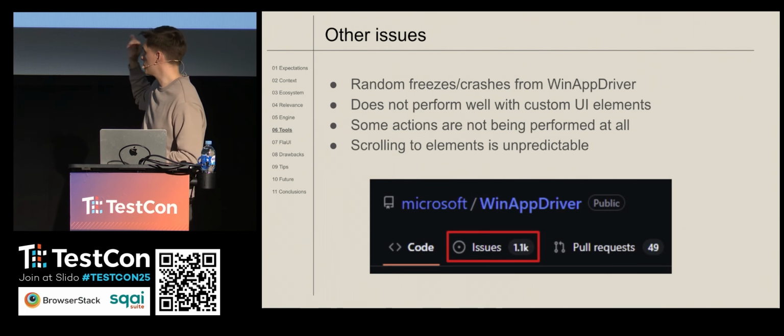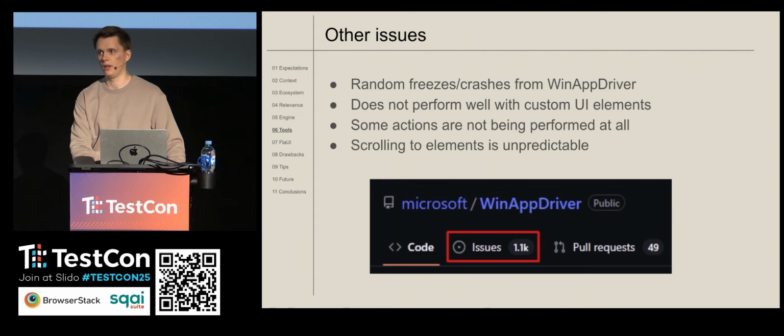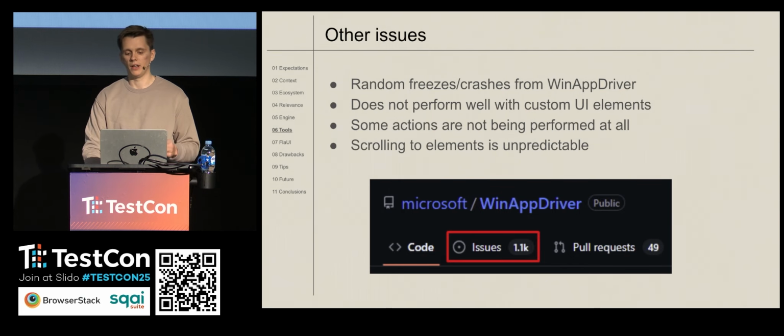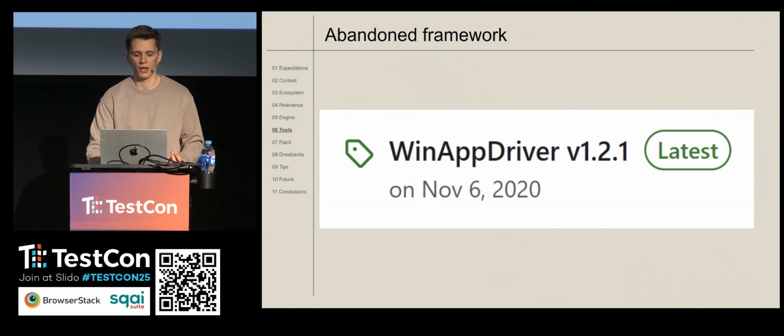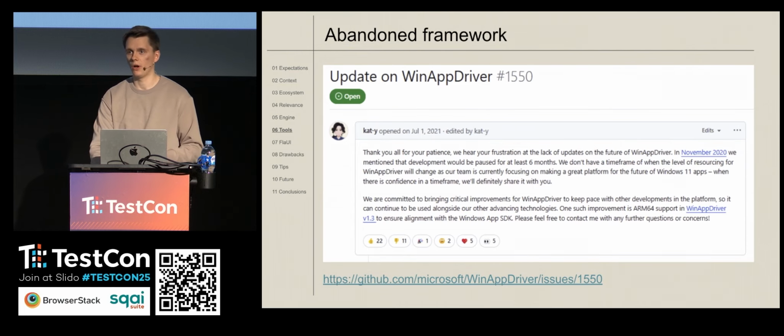And this screenshot represents the current state really well, because there are 1,100 issues logged. The reason behind it is that it is an abandoned framework. You can see that the last update that we got was 5 years ago. And remember, this is an officially maintained Microsoft product. And the last update that we got was this.